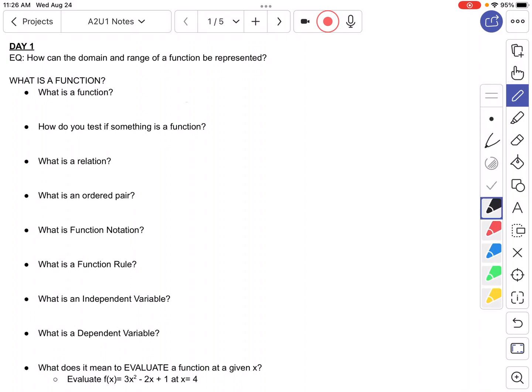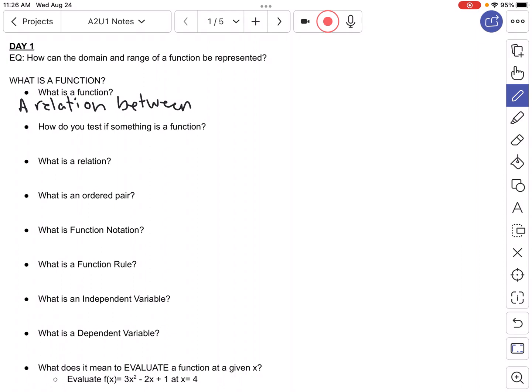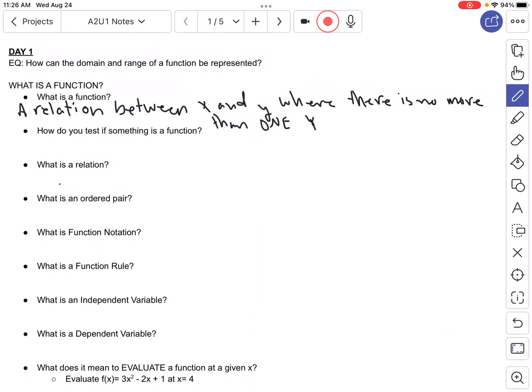What is a function? A function is a relation between x and y, where there is no more than one y for each x.